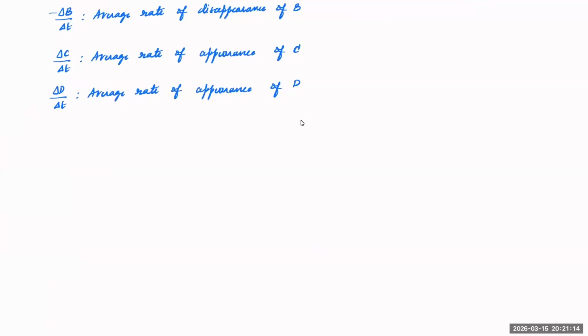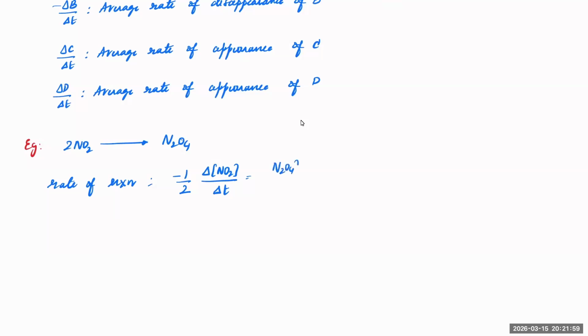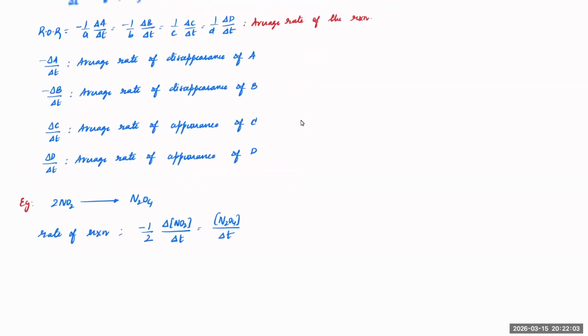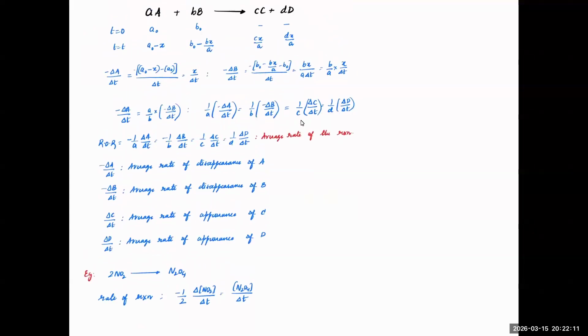Here, for instance, I'll write one more example. If you have 2NO2 becoming N2O4, let's say, and I have to write the rate of reaction with respect to NO2, then I will write it as 1 by 2 delta of concentration change of NO2 with respect to delta T. That is what we write as the rate of the reaction. Got it? Now this is with respect to NO2. If I express the same with respect to N2O4, I can write delta of N2O4 concentration upon delta T. So this is the rate of reaction. Clear, everyone? I hope all of you understood how to relate the rate of reactions in general.